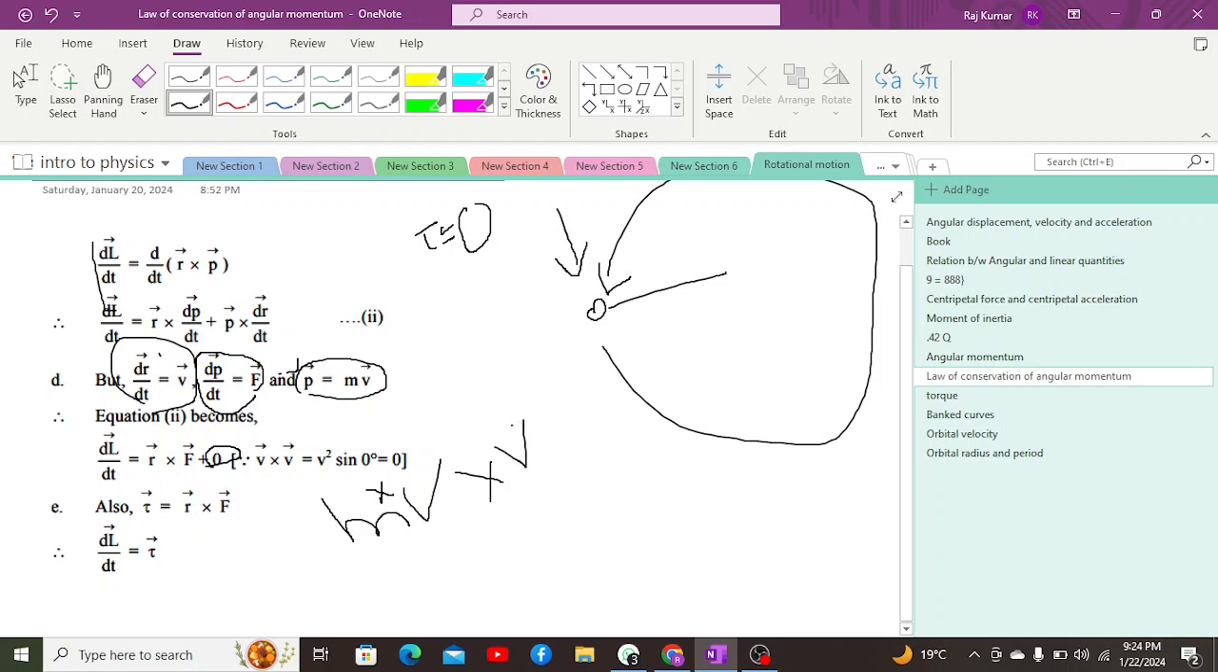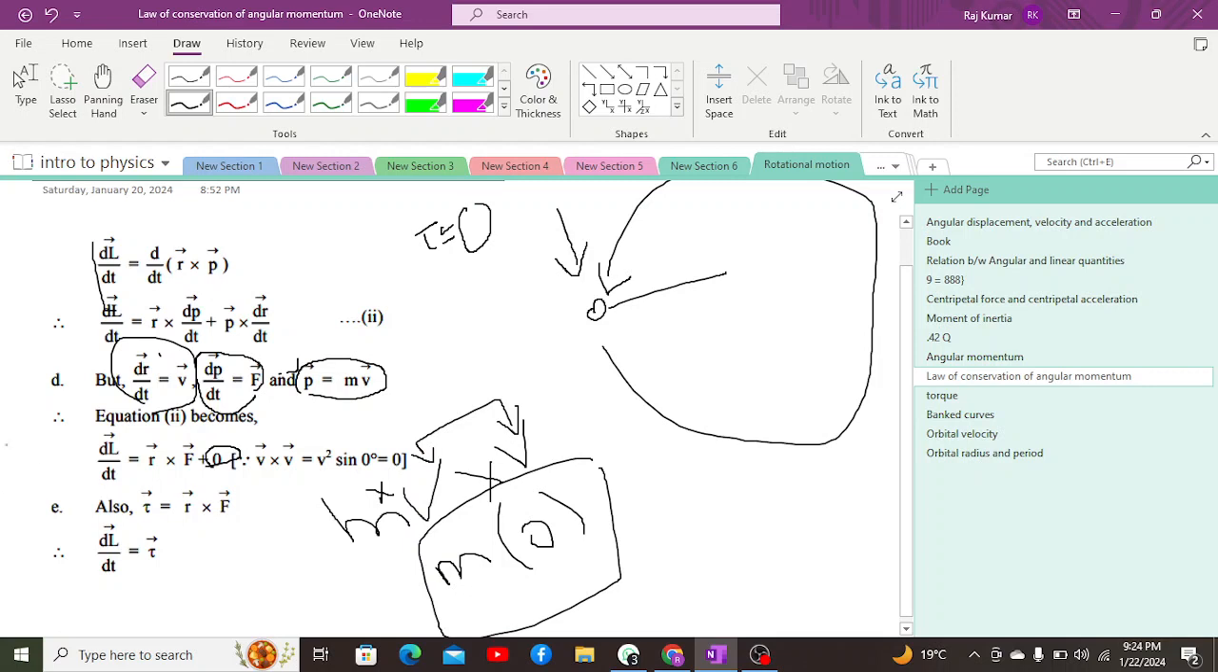So when v and v are multiplied, both of these are vectors. When the same vectors multiply, v cross v, the angle between them is 0, due to which sin 0 will be equal to 0, and this entire value will be equal to 0. When it multiplies with m, that will also be 0, due to which the final value obtained is 0.